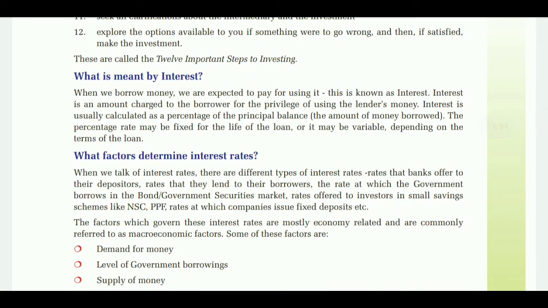What factors determine interest rates? When we talk of interest rates, there are different types of interest rates: rates that banks offer to their depositors, rates that they lend to their borrowers, the rate at which the government borrows in the government securities bond market, rates offered to investors in small saving schemes like NSC, PPF, rates at which companies issue fixed deposits, etc.